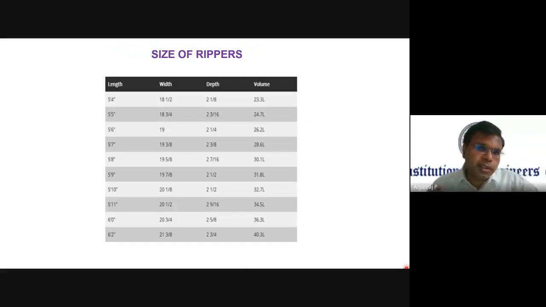And again, you have different sizes of rippers. So here you have different width, different depth, different volume and different length. And accordingly, you can select the size of the ripper as well. If you have a higher length, you also have a higher width, higher depth, and the volume is also going to be higher. According to that, you can select which one is most suited for your application.